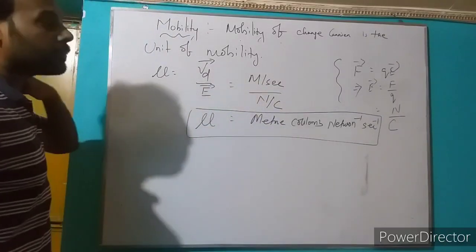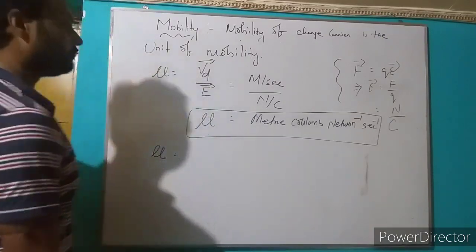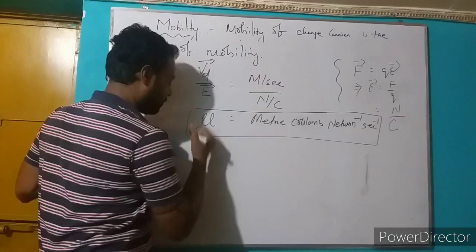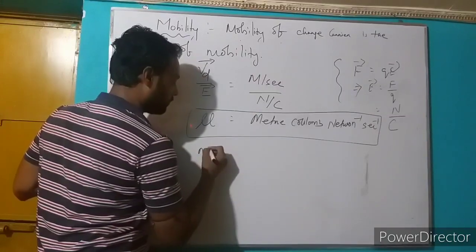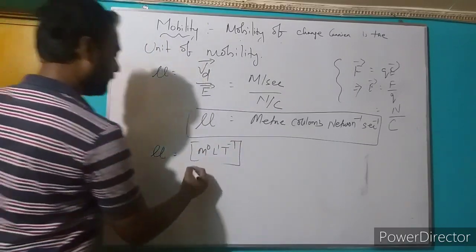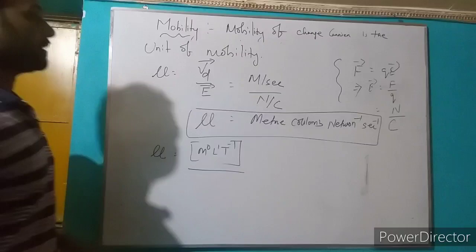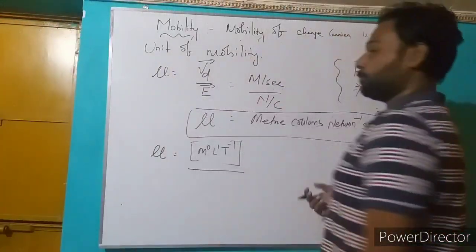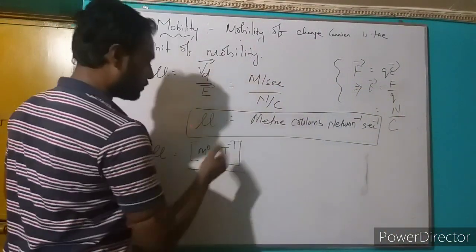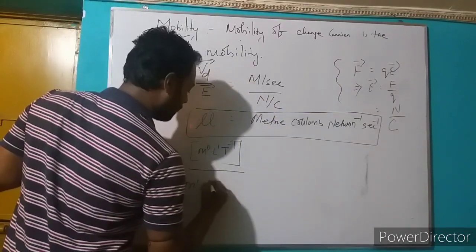What is the dimension? You know dimension. Mu equals what? Drift velocity. Velocity whose dimension is M0 L1 T minus 1. This is the dimension of velocity. Electric field, how to calculate electric field? Electric field means E equals V by L, or Newton per Coulomb. So Newton, whose dimension is M1 L1 T minus 2.